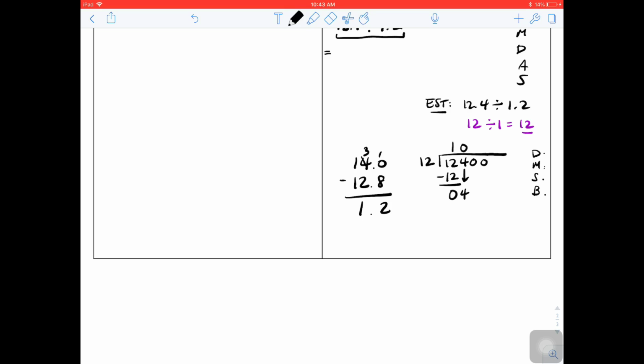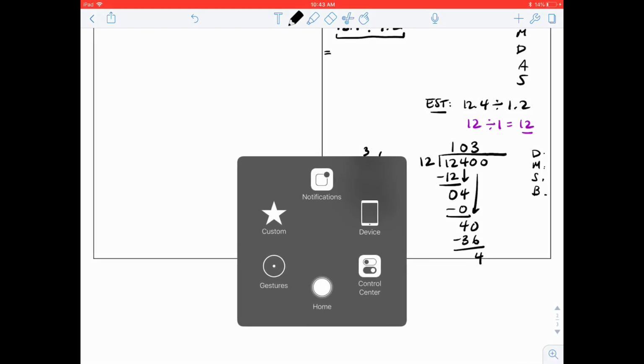And then you multiply again. 0 times 12 is 0. You subtract one more time and you get a 4. You bring down the 0. Repeat the cycle again. 40 divided by 12, the closest you can get is a 3. You know that 3 times 12 is 36. And then you subtract and you get a 4.